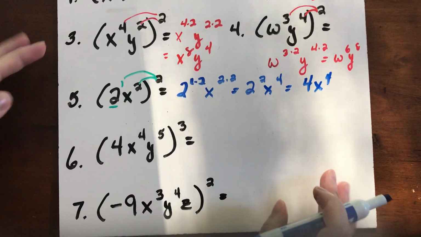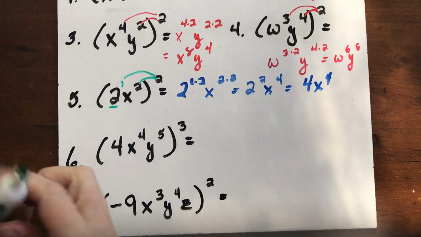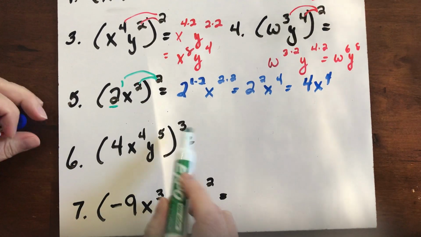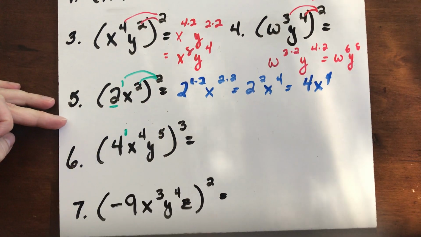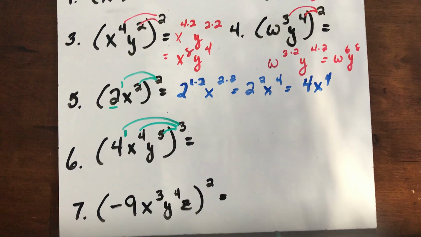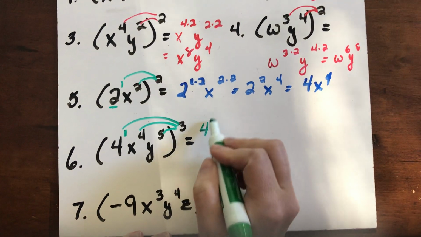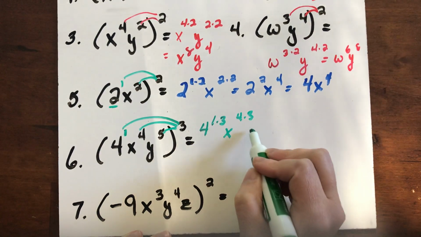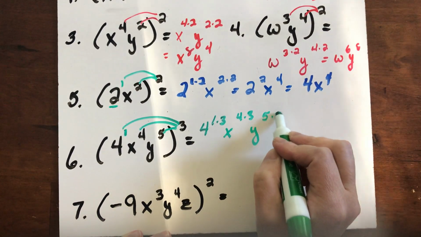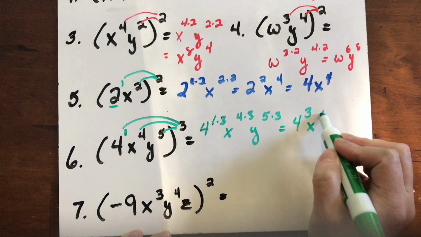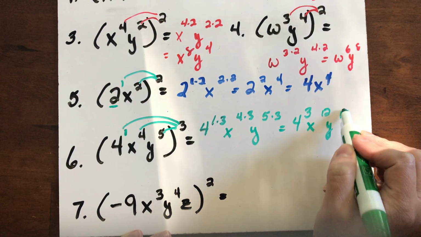Okay, let's look at another one. Again, we have a coefficient that when it's inside the parentheses, it becomes a base because it's raised to a power, so that it has an exponent of 1. So now we're going to multiply the 3 times everything in here. So we have 4 to the 1 times 3. We have x to the 4 times 3. And we have y to the 5 times 3. So you have 4 to the 3rd, x to the 12th, and y to the 15th.